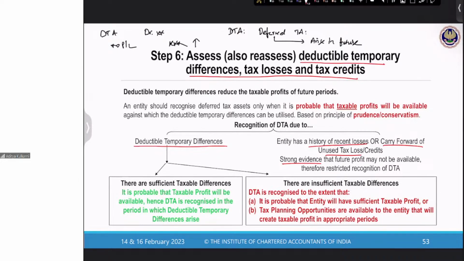So that is why DTA comes with its own caveats, with its own beware. When you see DTA, a red light should start blinking in your head: how did DTA come about? Because even the authorities are very skeptical about DTA.